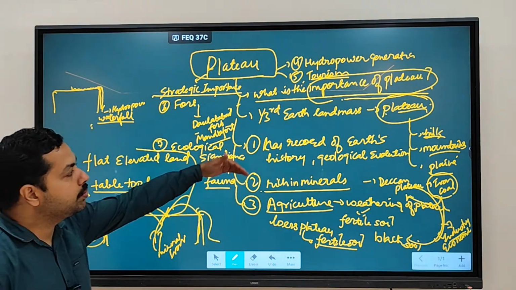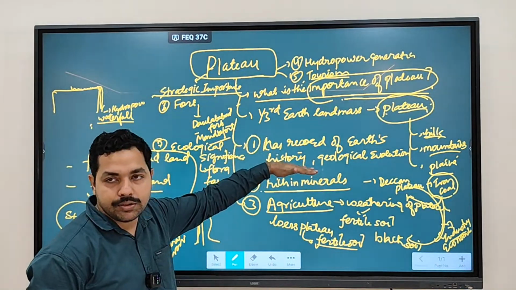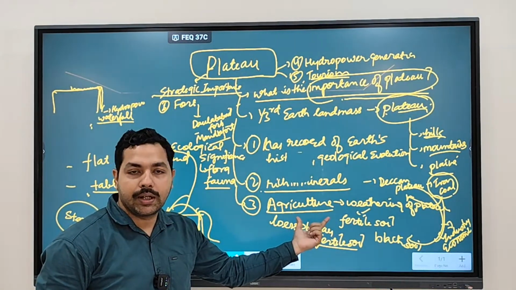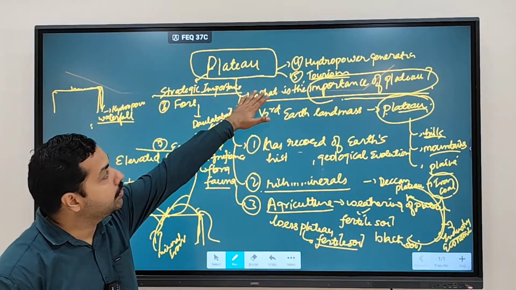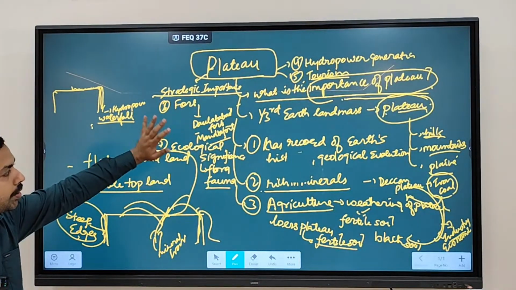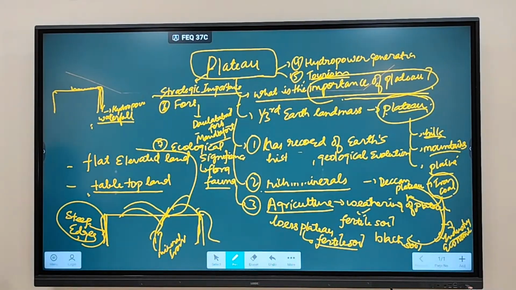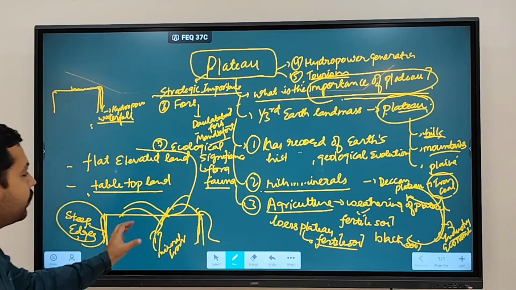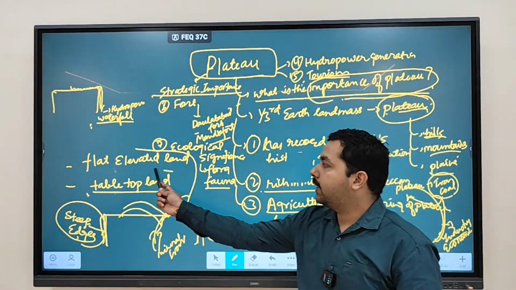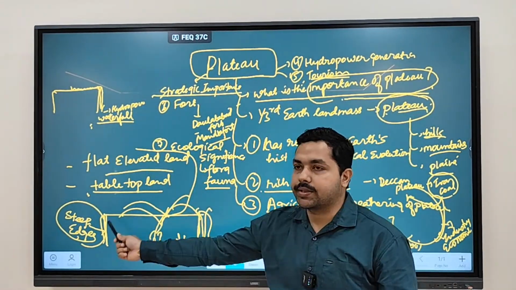Plateaus provide you records of Earth's history and geological evolution. They are rich in minerals. They can be used for agriculture, for hydropower generation, for tourism. Strategic importance is also there. Ecological significance is also there. These are the importance of plateaus. Fine. So in simple terms, we define a plateau as a tabletop or flat elevated land with steep edges.